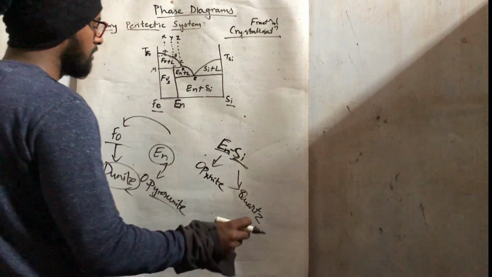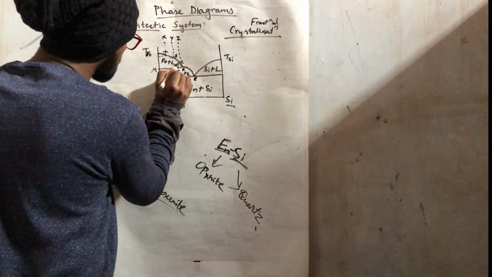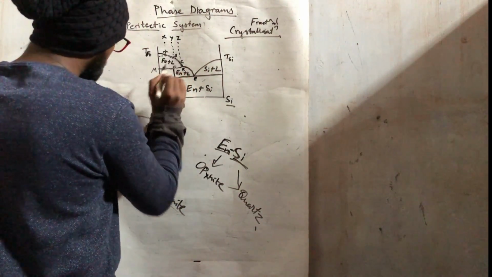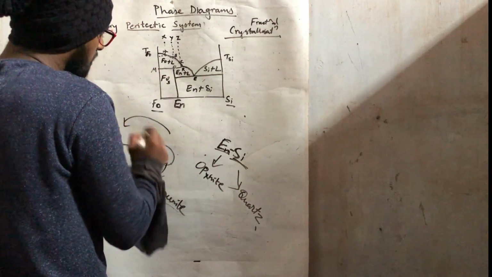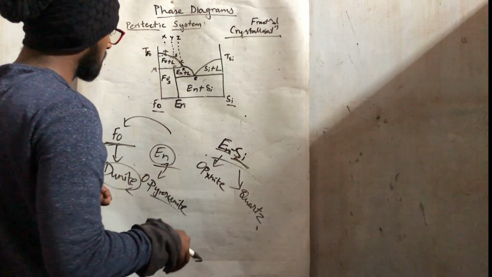So this will be a fractional crystallization for any of you. For Y also this will be the same. For Z also we will have first forsterite crystallizing and coming out, then enstatite, and then enstatite plus silica. For all of them, it will be like this.